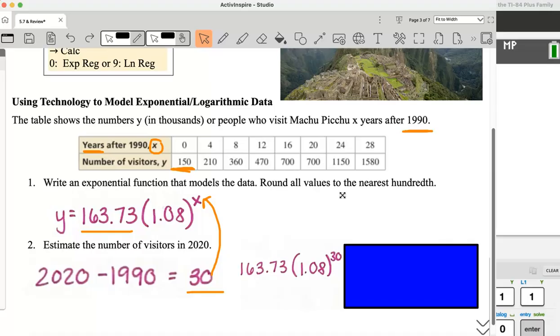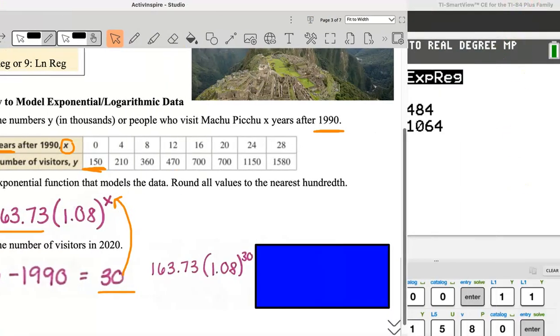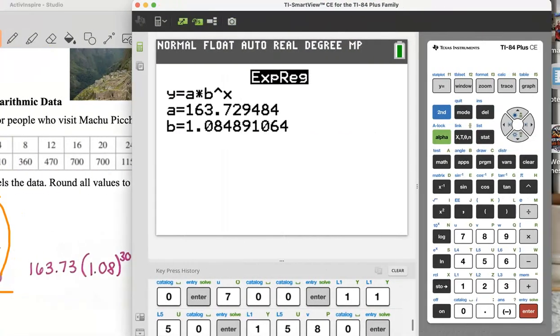And if you type that in the calculator, that will tell you the number of visitors in 2020. So I will give you some time to do that. I will also do it with you guys.